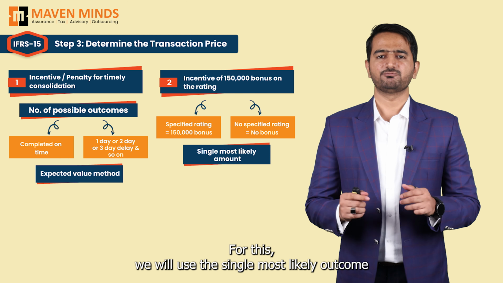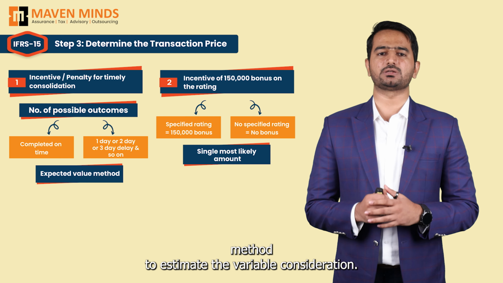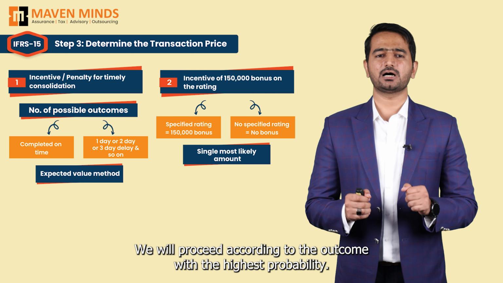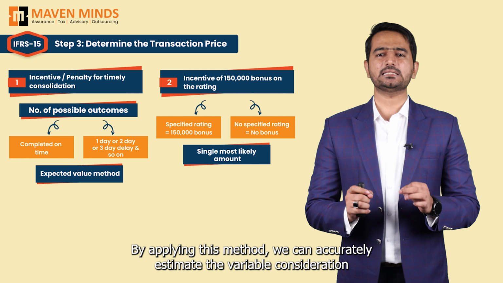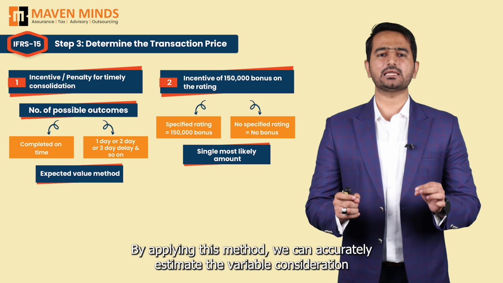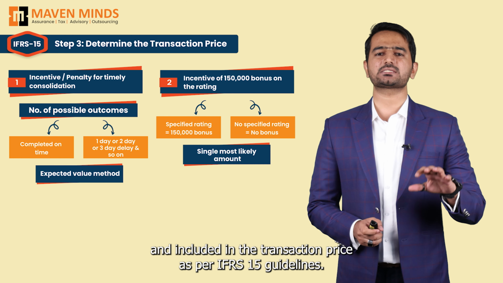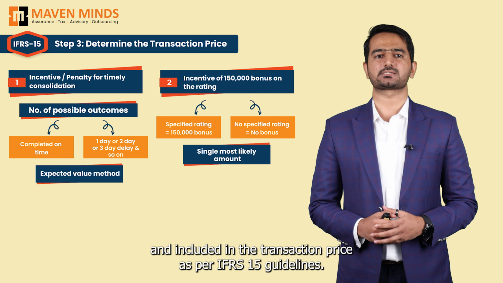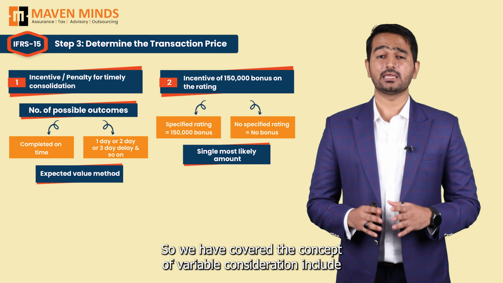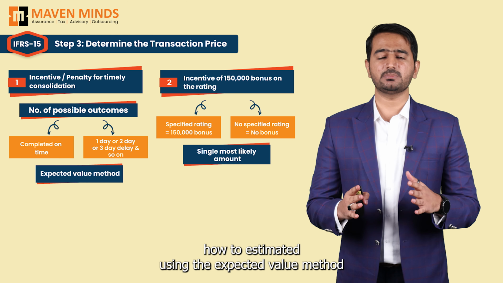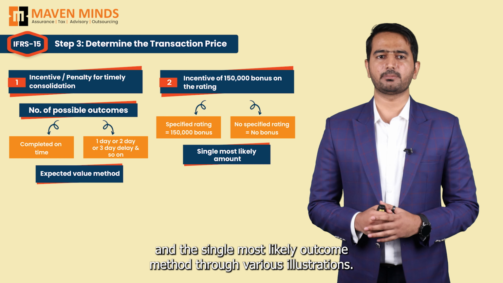For this, we will use the single most likely outcome method to estimate the variable consideration. We will proceed according to the outcome with the highest probability. By applying this method, we can accurately estimate the variable consideration and include it in the transaction price as per IFRS 15 guidelines. So, we have covered the concept of variable consideration, including how to estimate it using the expected value method and the single most likely outcome method.